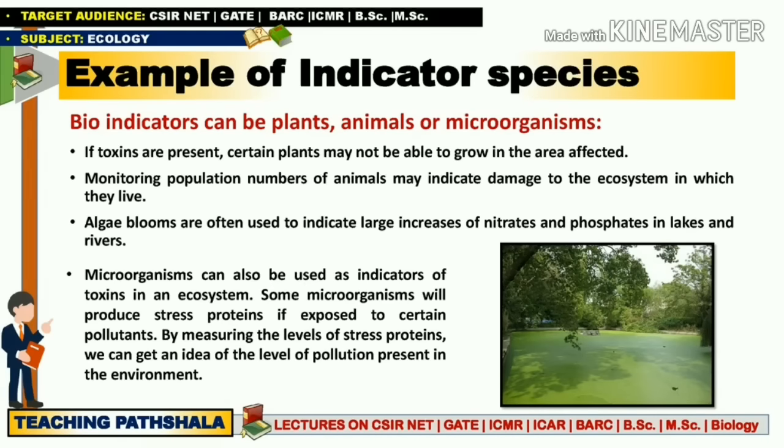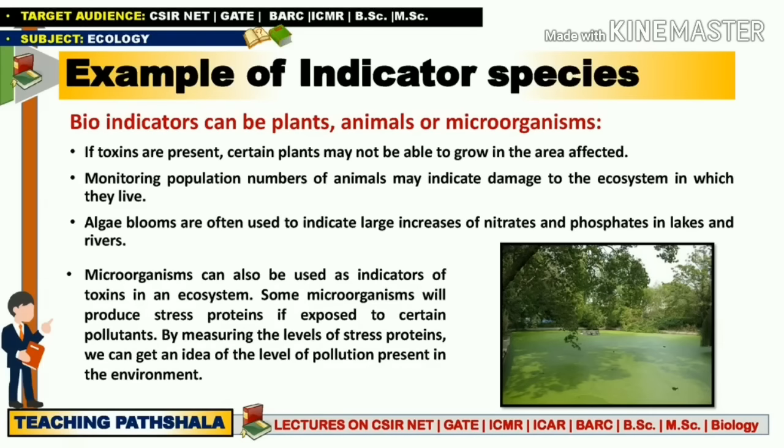The last point: microorganisms can also be used as an indicator of toxins in an ecosystem. Some microorganisms will produce stress proteins if exposed to certain pollutants. By measuring the level of stress proteins, we can get an idea of the level of pollution present in the environment. So it's not only plants and animals that act as indicator species; it includes microorganisms also. If we expose a microorganism to certain pollutants, the pollutant is going to create stress in that microorganism.